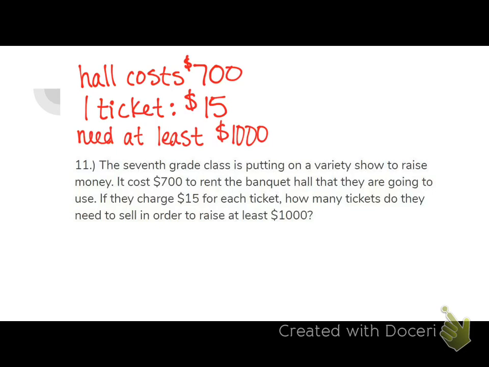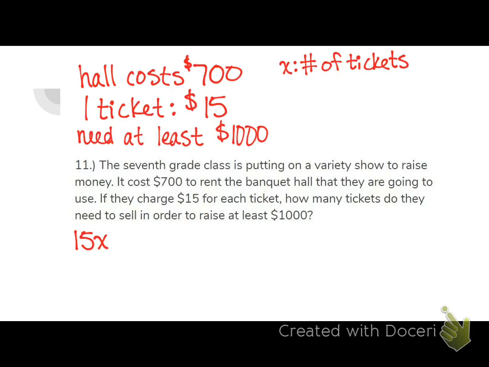How could we figure out how much money we're making? Multiply. Multiply what? The 15 by X. What would X stand for? Number of tickets. If you want to use a T, that's fine. Okay, so we're getting money by selling tickets. So 15x represents how much money we're getting. But how much money do we have to spend on this?